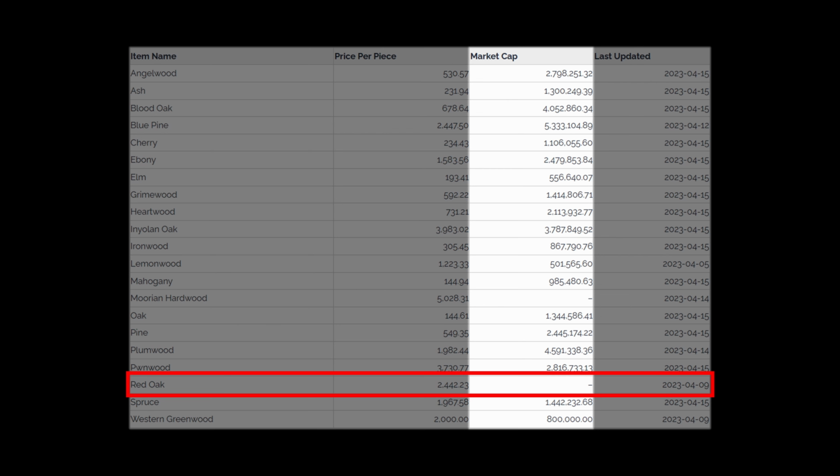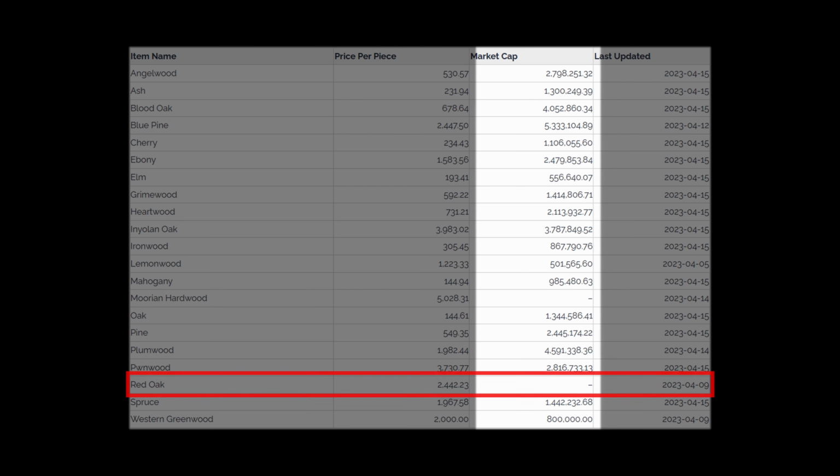Some of these items have dashes in them. That means that the data on this, when it was last updated, the market was experiencing low demand. Look at red oak as an example. If you were using this guide and saw a dash in market cap and then looked at your inventory and saw that you were sitting on a stockpile of it, it means you might be able to take the opportunity to start a price correction or even try to corner this market.